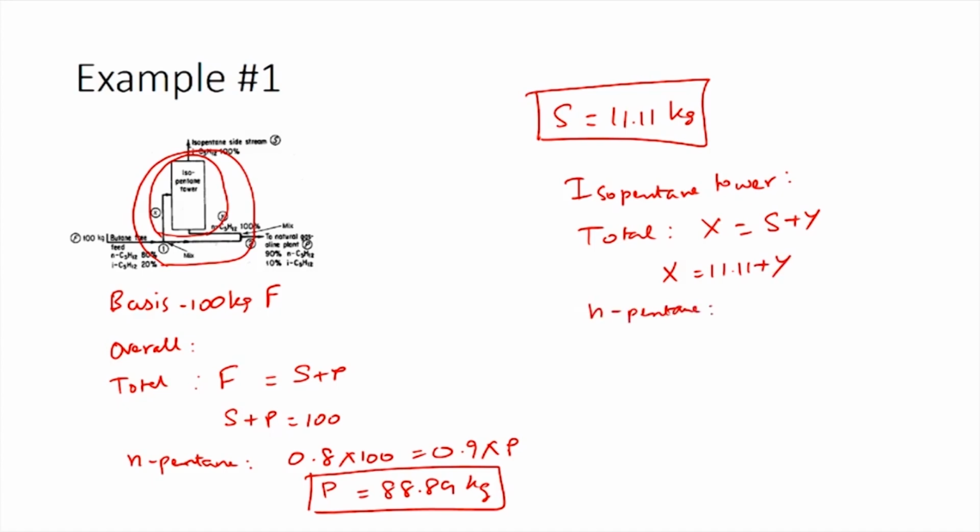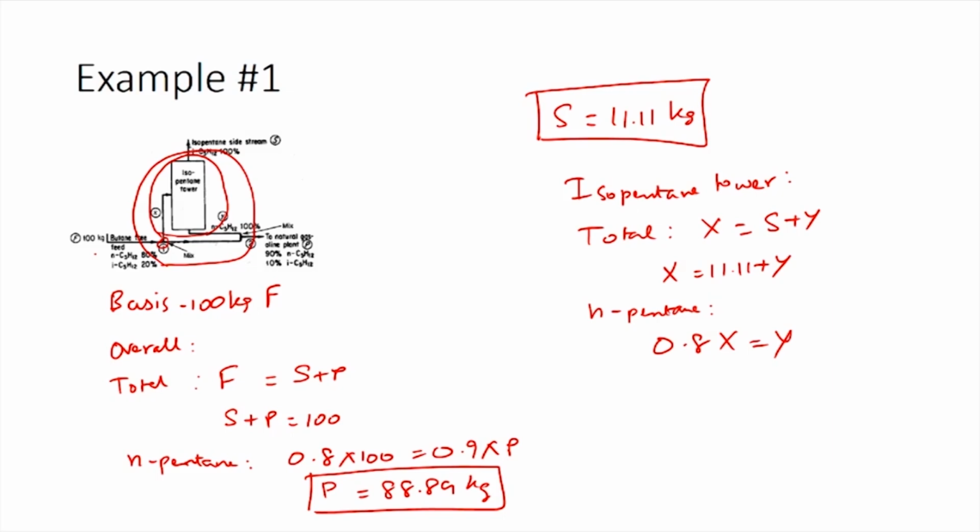The N pentane balance would be 0.8 times x would be equal to y. So, why did I choose 0.8 times x? What you have here is a splitter, this 0.1 is a splitter. So, because you are splitting the stream which is coming in, you will get the same concentration of isopentane and N pentane in both the streams.